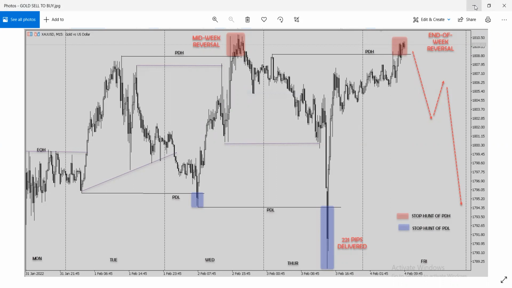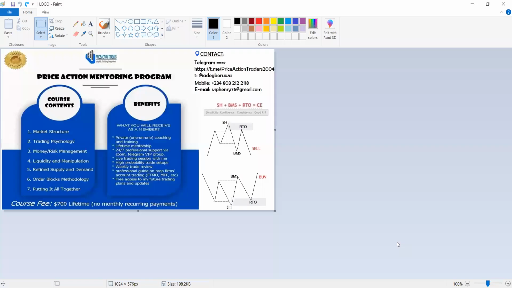For you to get the in-depth analysis of this and how effectively you can trade using the simple formula of SA plus BMS RTO: trade the news, trade the London and US session reversals, midweek reversals, end of the week reversals, end of the month and new month reversals, and the rest of the intraday swing highs and intraday swing lows.